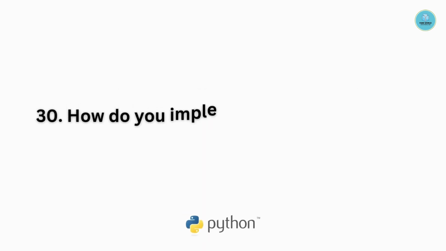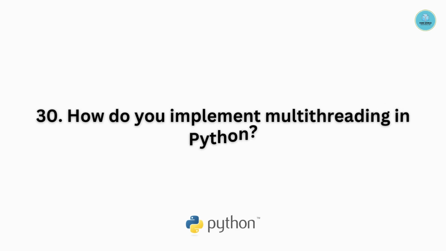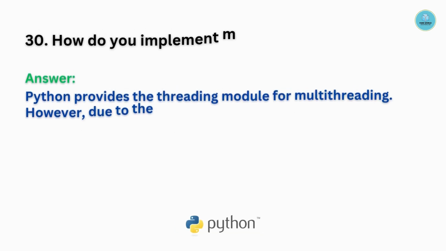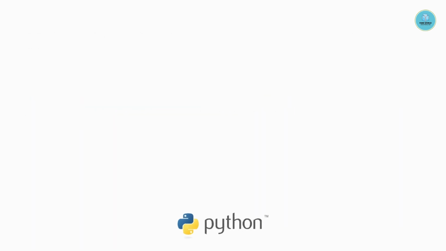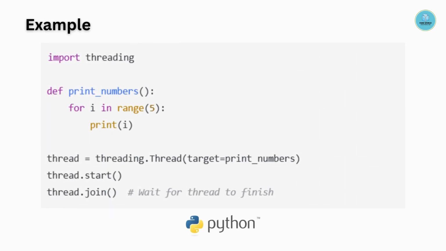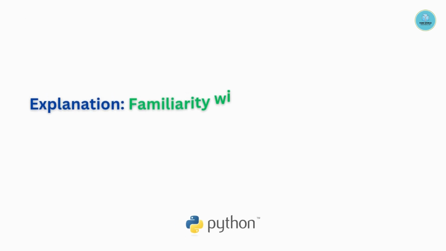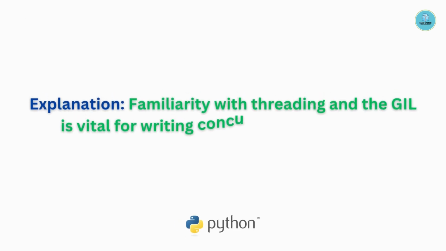Question number 30. How do you implement multi-threading in Python? Python provides a threading module for multi-threading. However, due to the GIL, it is more suited for input-output bound tasks than CPU bound tasks. Example is as follows. Familiarity with threading and the GIL is vital for writing concurrent applications.